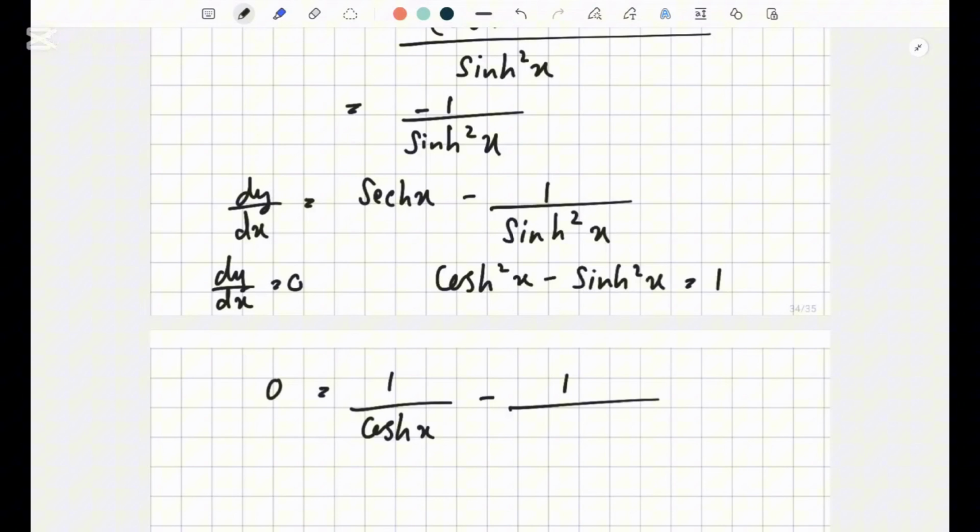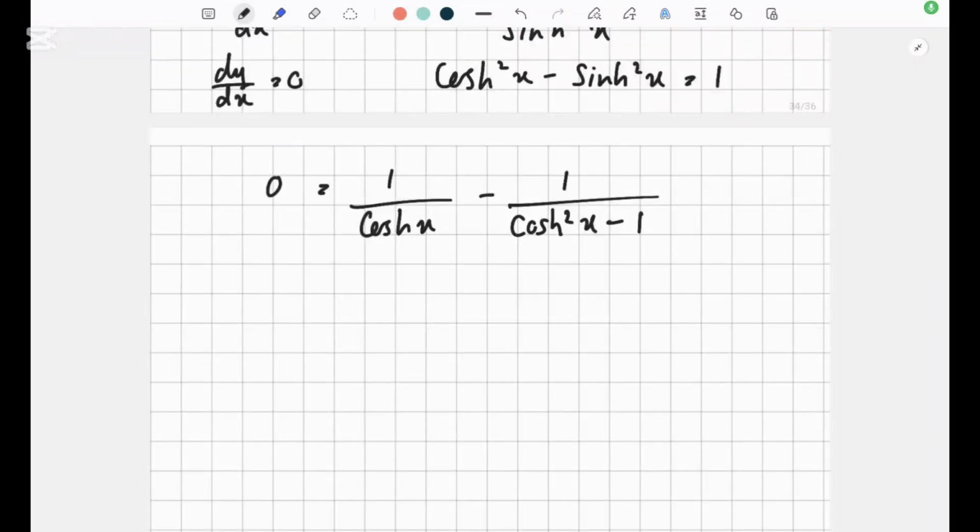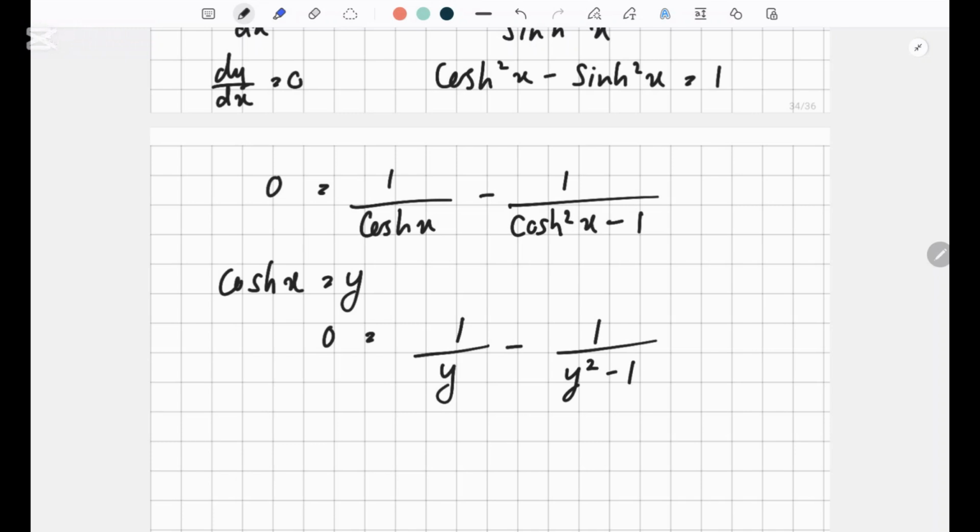So then sin squared x is cos squared x minus 1, right? Okay, so now we can take a substitution. We can take cos x equals y. Something like that, it makes it easier. So 1 over y minus 1 over y squared minus 1.